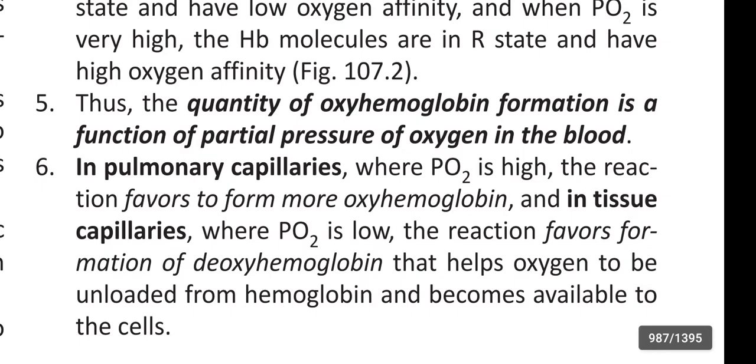In pulmonary capillaries, when partial pressure of oxygen is high, the reaction favors formation of more oxyhemoglobin, and in tissue capillaries, where partial pressure of oxygen is low, the reaction favors formation of deoxyhemoglobin. That helps oxygen to be unloaded from hemoglobin and become available to the cells.